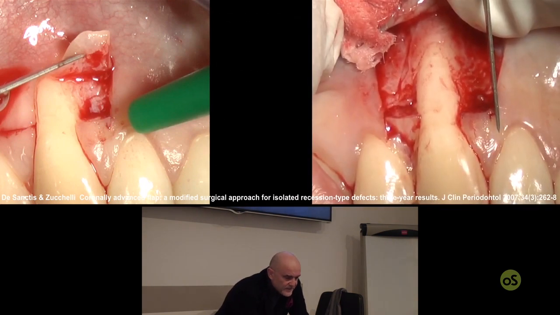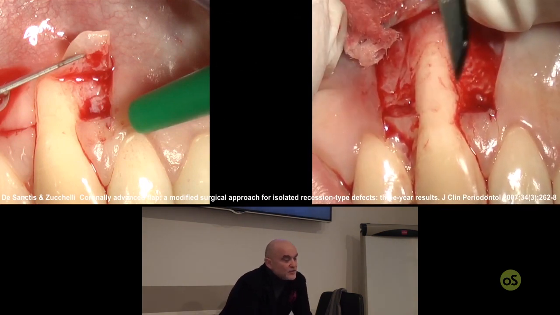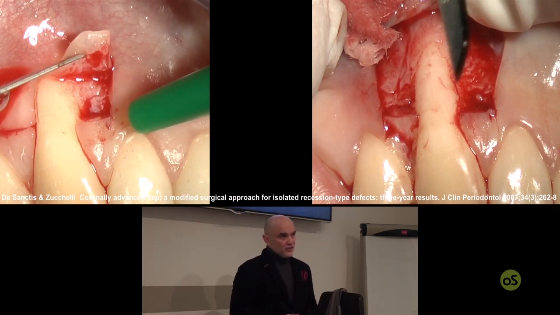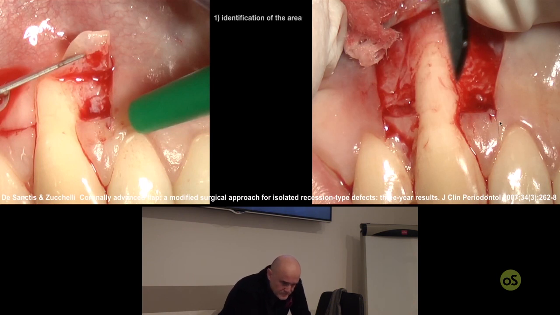Now there is the story of the disepithelialization of the anatomical papilla, which is the vascular bed onto which you apply the surgical papilla. And how can you prepare the vascular bed? First of all, you have to mark the area that has to be disepithelized by increasing the length of the vertical release incision until you reach the adjacent tooth.